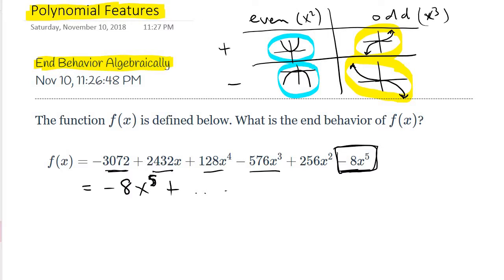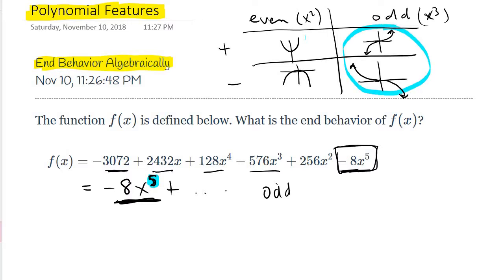Now using this leading term, I can classify this into one of those graphs I showed you up here. So it's going to be either even or odd. Let's start with the exponent, the degree. You can see here the degree is 5. It's a fifth degree polynomial. So that is odd, so I'm going to write odd here. Since it's odd, I'm going to be looking at this right side.